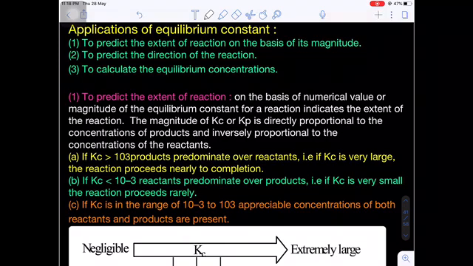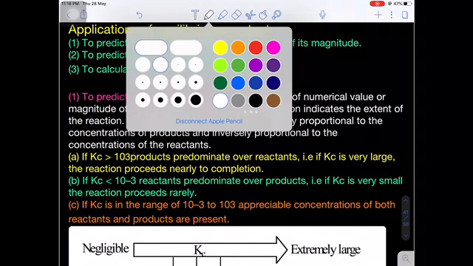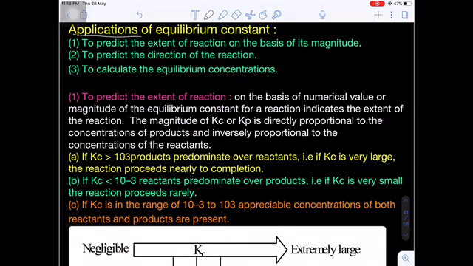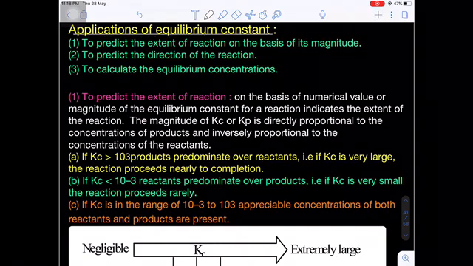Hello students, today we are going to study the applications of equilibrium constant. There are three important applications regarding the equilibrium constant.